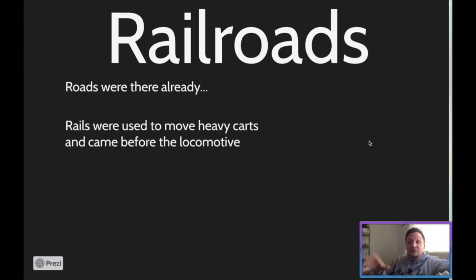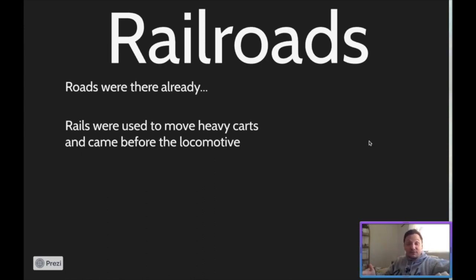And the railroads were already there before the locomotive. So whenever you look at all these ideas about what came first, the chicken or the egg, or what came first, the railroad or the locomotive, the railroad came first, right? Because rails were just added to pre-existing roads, and they were used to move heavy carts back and forth, because when coal would come out of the mine, you would slap it into one of those carts, and the rails made it so you could push heavy carts of like coal great distances, right?